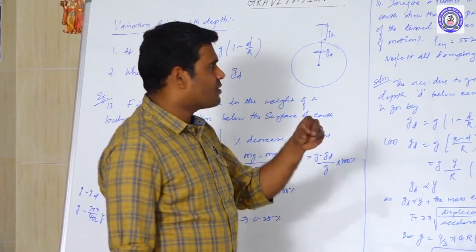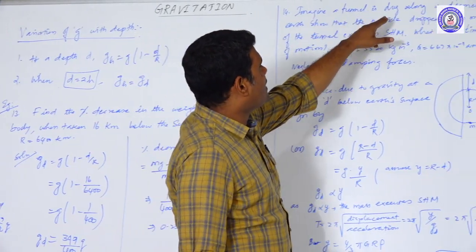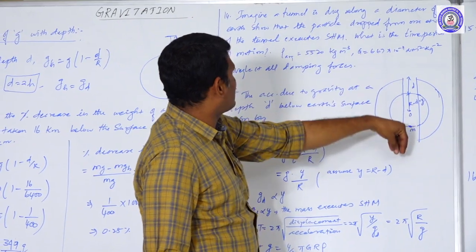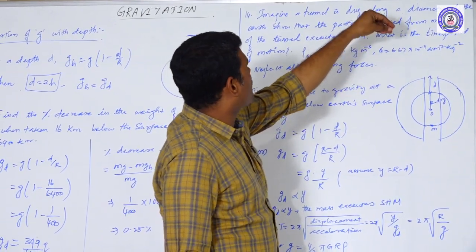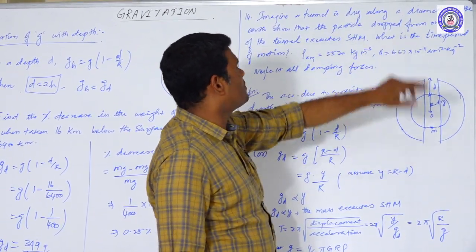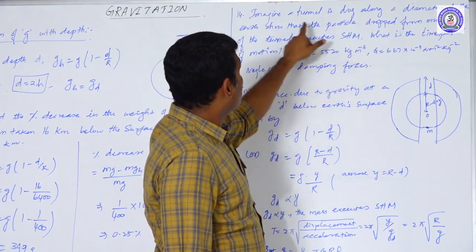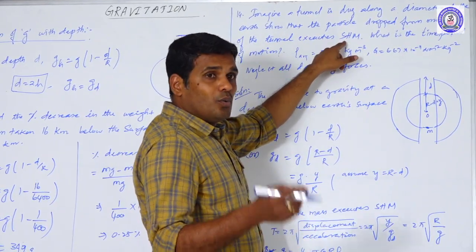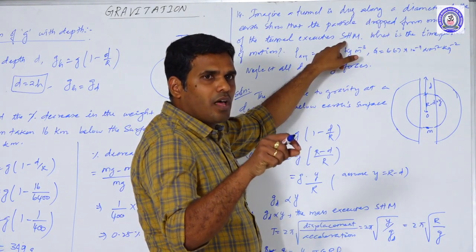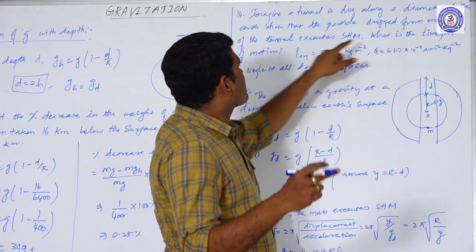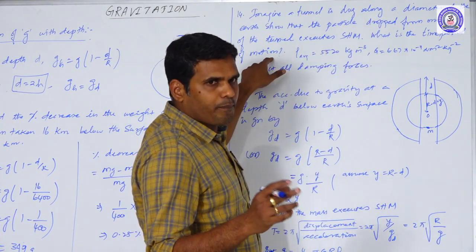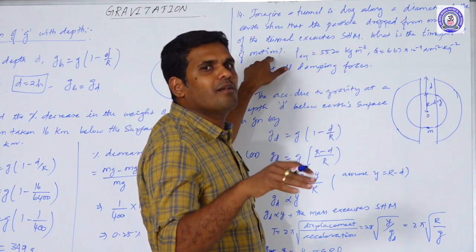Then, next question. Imagine a tunnel is dug along the diameter of the Earth. Show that the particle dropped from one end of the tunnel executes simple harmonic motion. First thing, you are asked to show whether the object executes a simple harmonic motion. Then, what is the time period of motion? If it executes simple harmonic motion, what will be its time period?